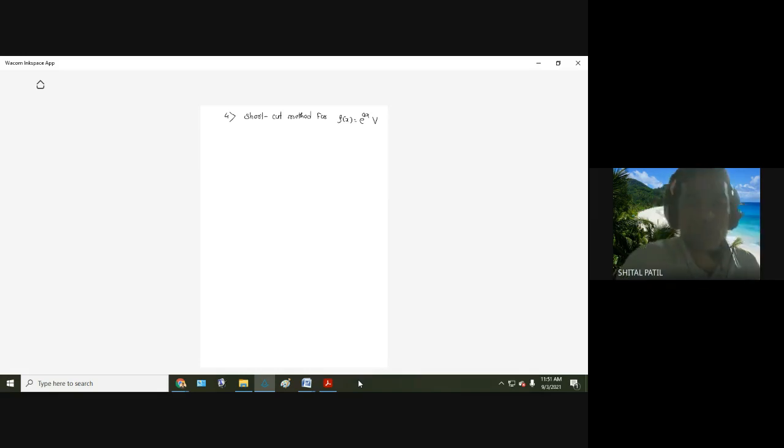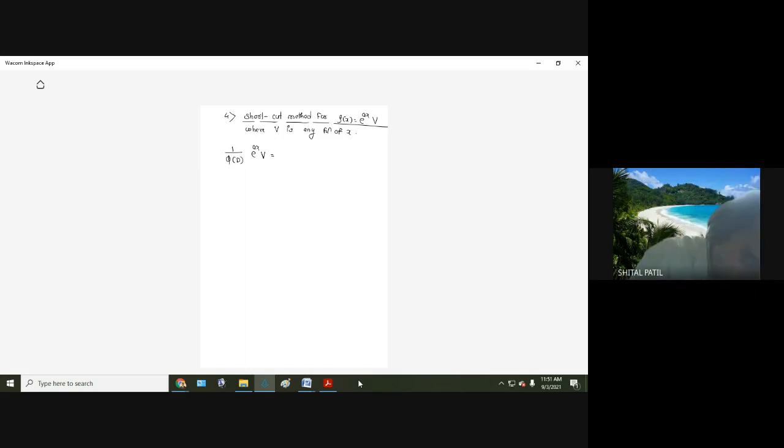e raised to ax into v. What is v? Any function of x. So right? One upon phi of d operated on e raised to ax into v.